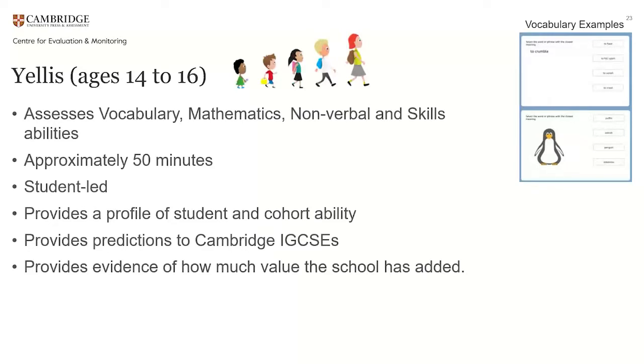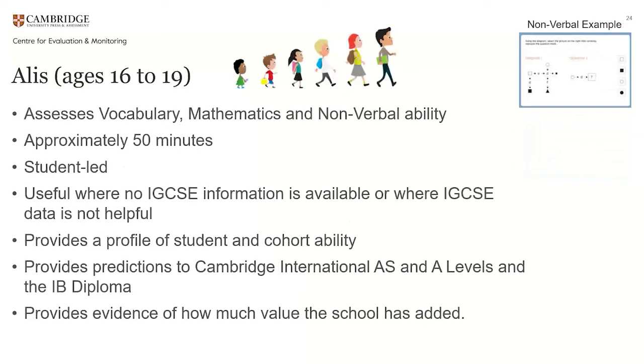Alice is our post-16, and we give predictions for IB, if you're doing that, and also A-level. What's quite nice about this is that you get two points of predictions. If they've done GCSEs, you get predictions based on the GCSE scores, and you also get predictions based on the Alice assessment itself. That's quite useful because you might have, for example, a student who underperformed at GCSE. So we don't want to lower expectations of that student. They could be capable of a lot more. So it can be quite useful to look at both predictions.